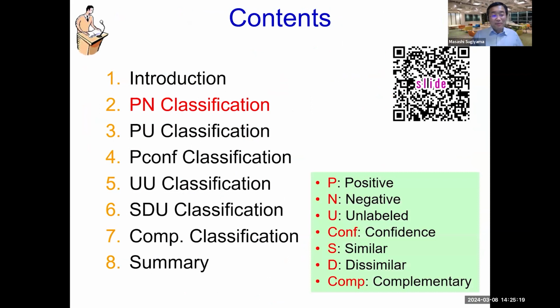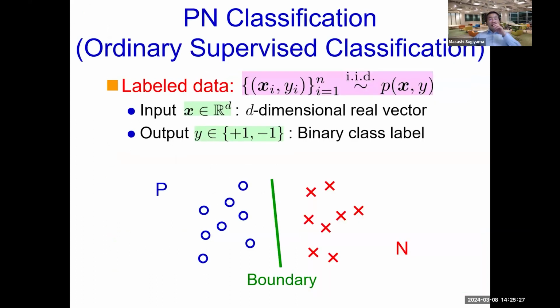The first part is a boring part. I just quickly go through a standard definition and notations for PN classification, supervised classification. So for the moment, let's consider a standard supervised classification problem. We are given labeled data, xi and yi, and they are coming from P of x and y independently. Assume x is a d-dimensional real vector, and output is a binary label +1 or -1. So it's fairly standard.